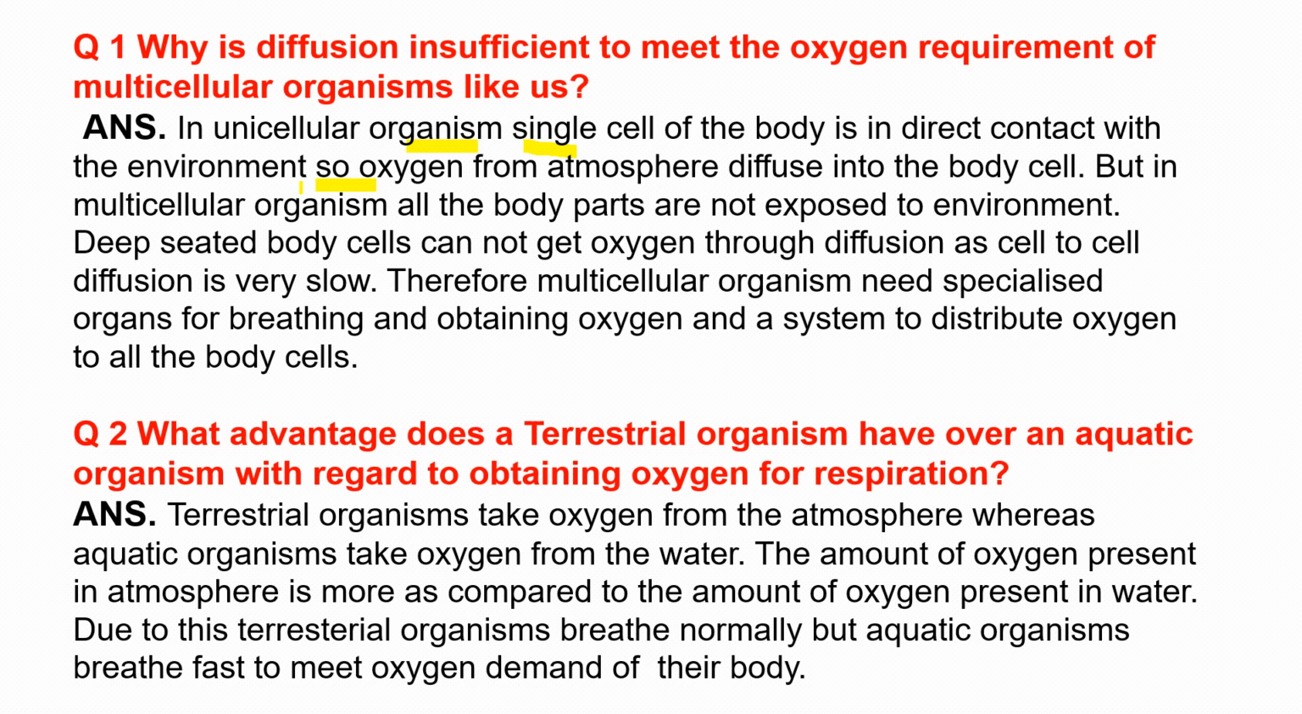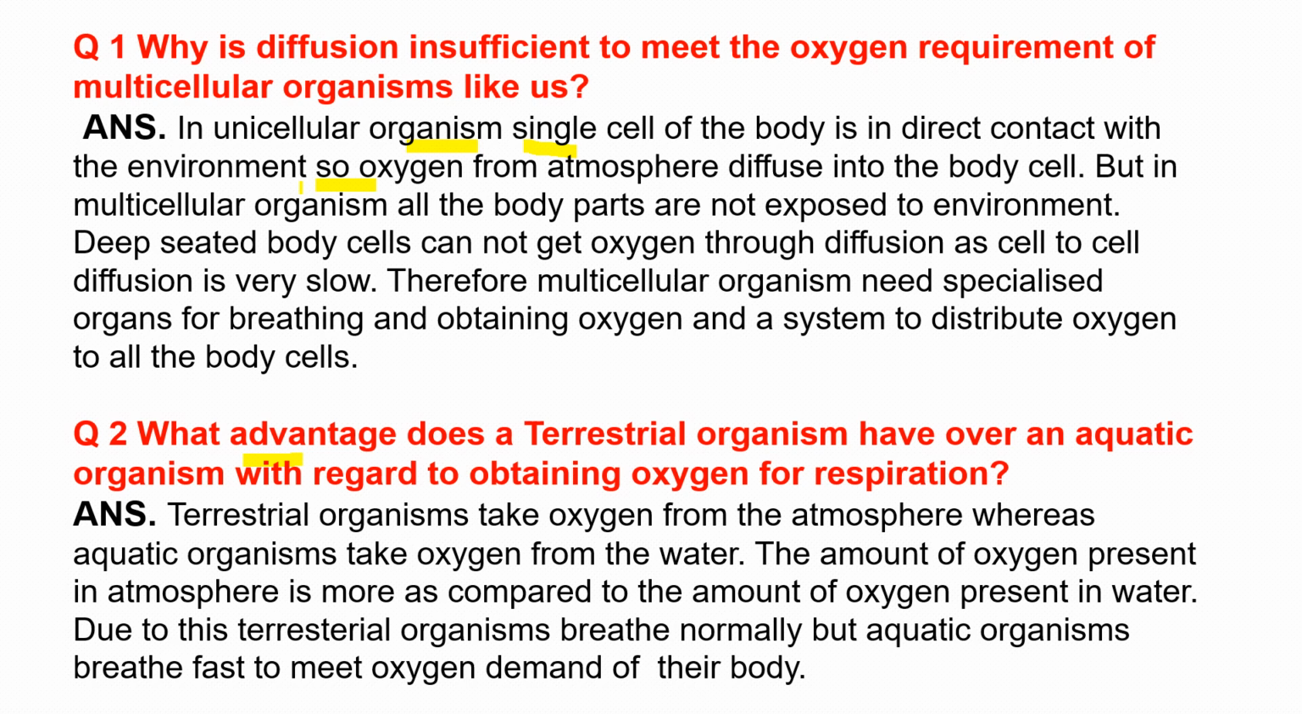Next, students, the second question is: what advantage does a terrestrial organism have over an aquatic organism with regard to obtaining oxygen for respiration? So we know that terrestrial organisms take oxygen from the atmosphere, and oxygen in the atmosphere is how much? That is 21%. On the other hand, aquatic organisms take oxygen for respiration that is present in water in dissolved form. And how much oxygen is dissolved in water? That is just 2%. So a very small amount of oxygen is present in water.